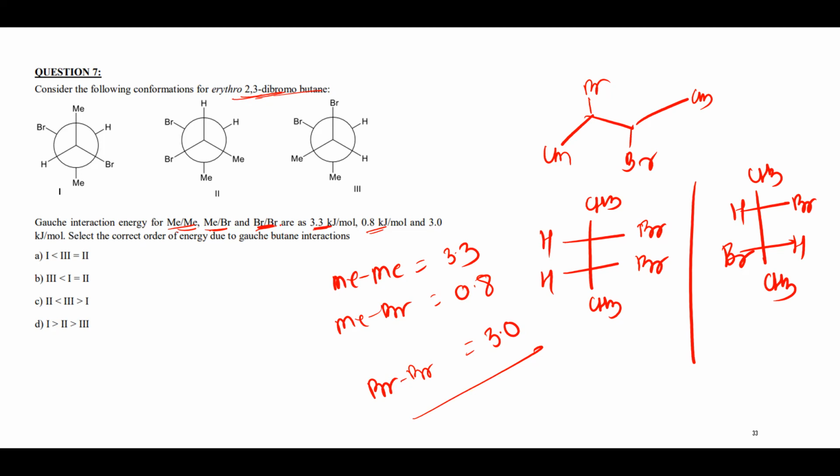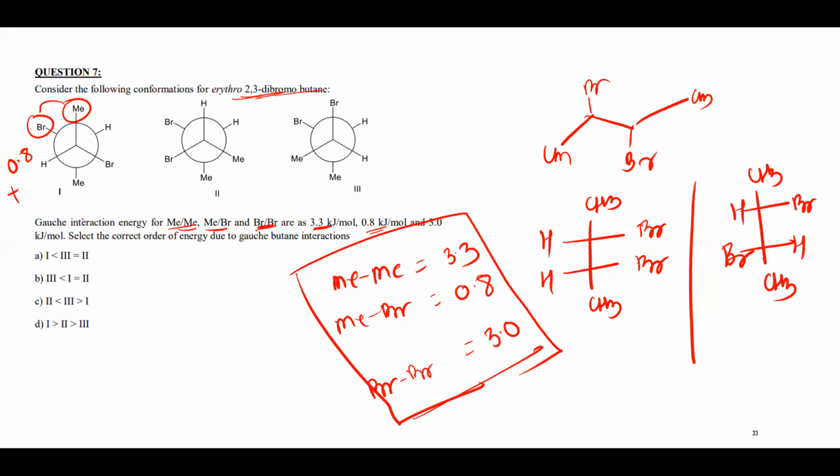So we just need to calculate the energies. We'll look at the structure and calculate how many gauche energies are possible for each molecule. For the first molecule, this is Me-Br. How much is it? 0.8, plus there is one more Me-Br, so plus 0.8. So these are the two, and the total is 1.6.